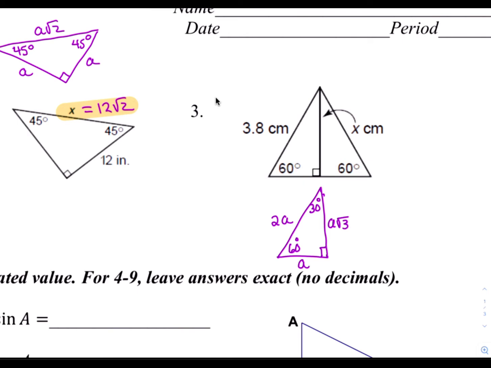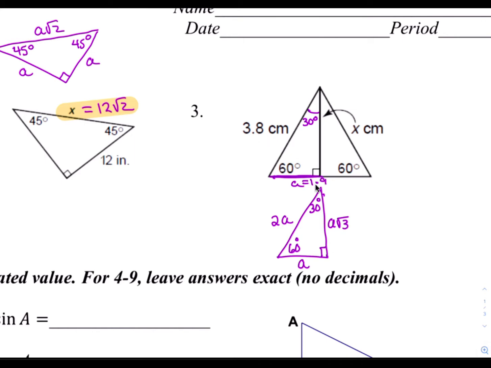And here is number 3. We're trying to find the length of this vertical side x. Well, we have a 30, 60, 90 triangle where the angle here in the upper left corner is 30 degrees. The side down here at the bottom would be considered A. That's the short leg of a 30, 60, 90 triangle. 3.8 is 2 times A. So that means A would be half of 3.8, which makes 1.9.